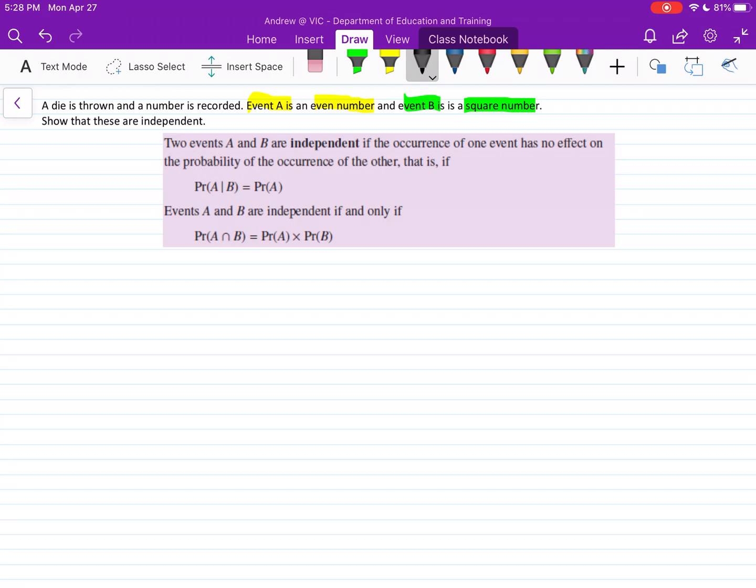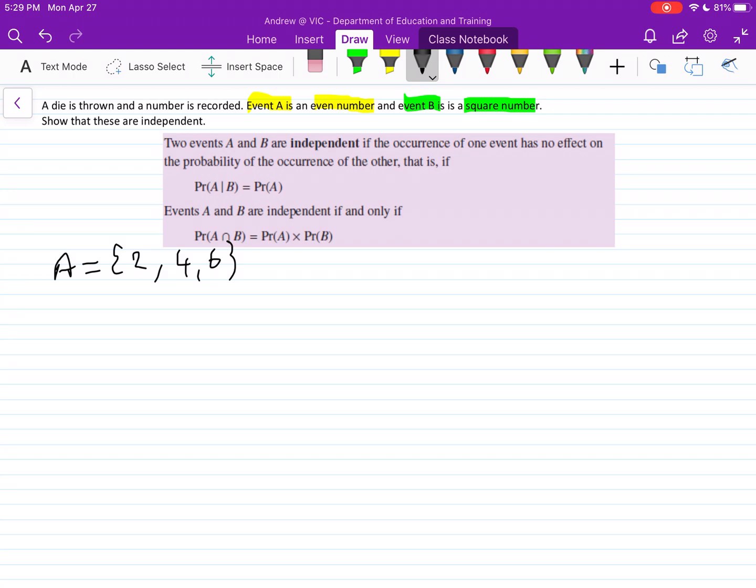First, we're just going to look at our events A and B. Event A is an even number, and we're presuming this is a six-sided dice. So our even numbers on the dice, we have our set: this could be 2, 4, or 6. That's our set there.